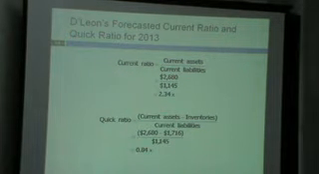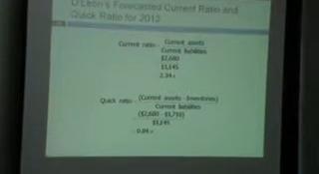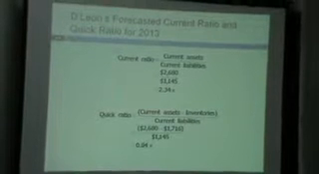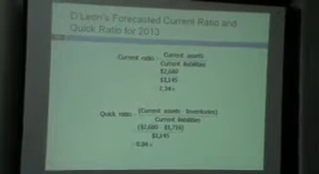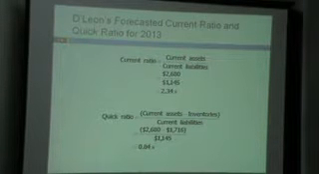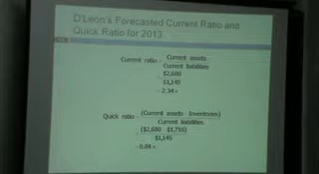As far as liquidity is concerned, these are the 2 ratios, current ratio and quick ratio. These are the 2 ratios which tell us about the liquidity or the short-term financial strength of the company. Current ratio is calculated by dividing current assets by current liabilities. In this case, the current ratio of the company is 2.34 times. So this indicates that the company's current assets are 2.34 times its current liabilities.